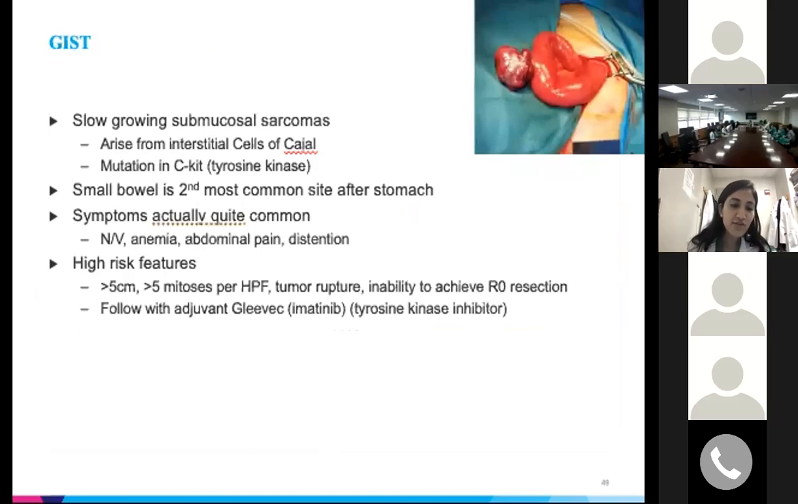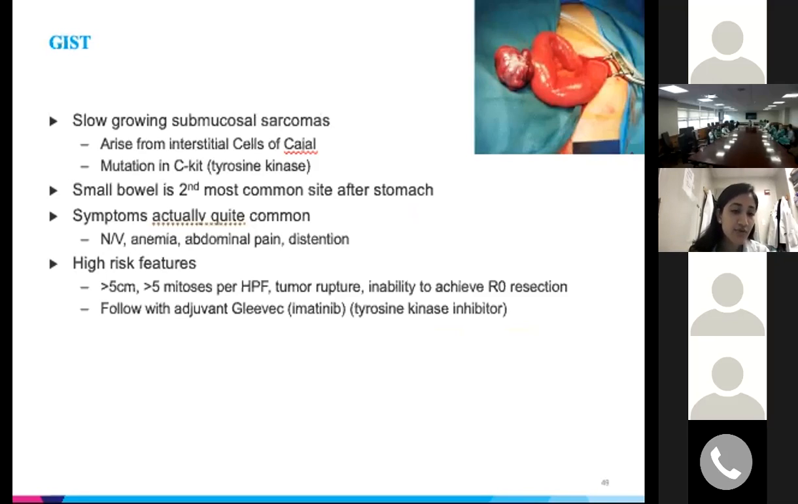And then moving on to GISTs, or gastrointestinal stromal tumors, these are essentially slow-growing submucosal sarcomas. They arise from the interstitial cells of Cajal and occur due to a c-KIT mutation. The small bowel is the second most common site for GISTs after the stomach. And unlike other small bowel tumors, GISTs often actually present with symptoms early. They present with nausea, vomiting, abdominal pain, distension, and that's why these tumors are often caught fairly early on.